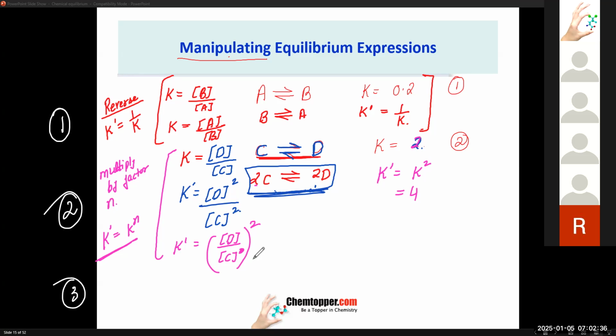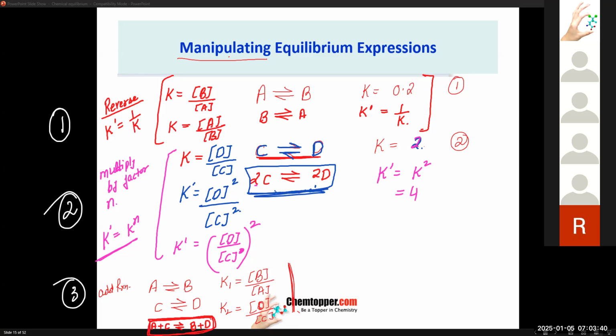Rule number 3 concerns multiple choice questions, children, very popular questions, very easy also. A is in equilibrium with B, C is in equilibrium with D. K1 for A in equilibrium with B is the concentration of B over the concentration of A, K2 is the concentration of D over the concentration of C. You're okay till now? You add these reactions. When you add reactions, you get A plus C in equilibrium with B and D. Like this. This is the new reaction after addition.